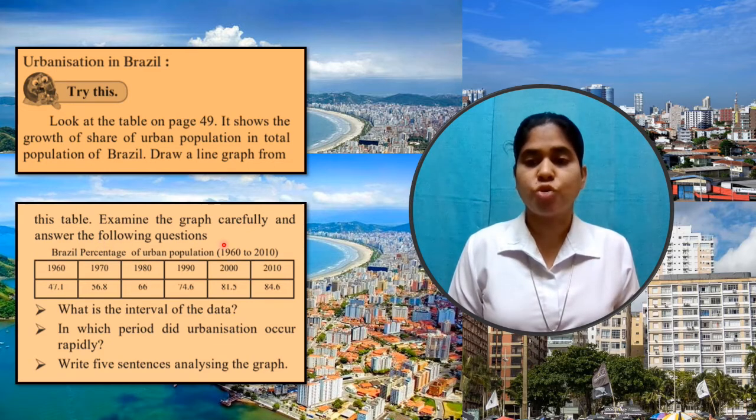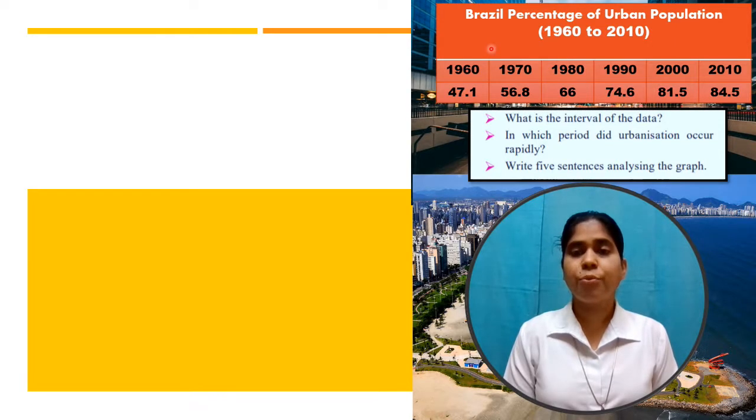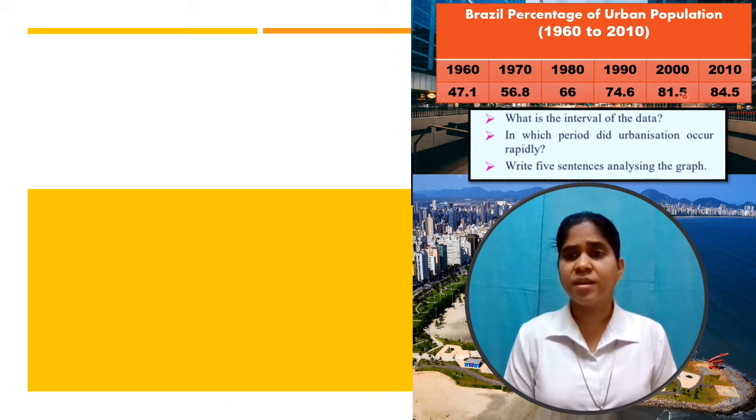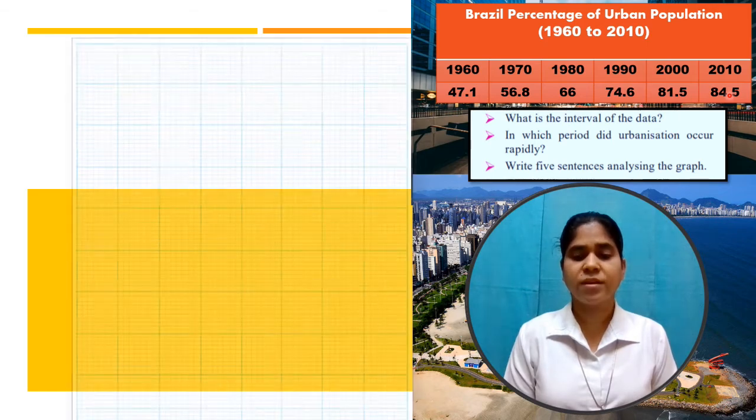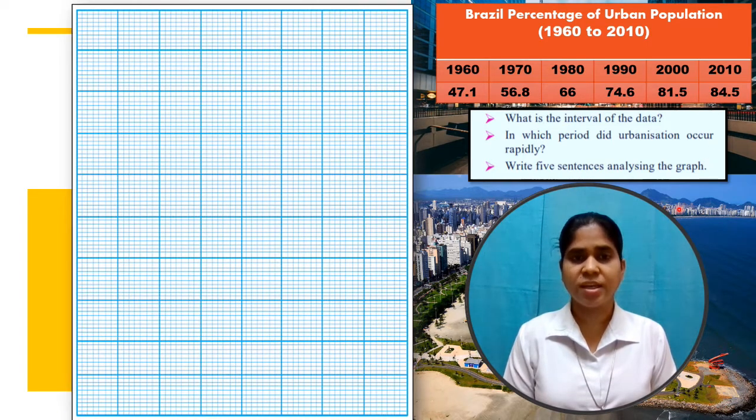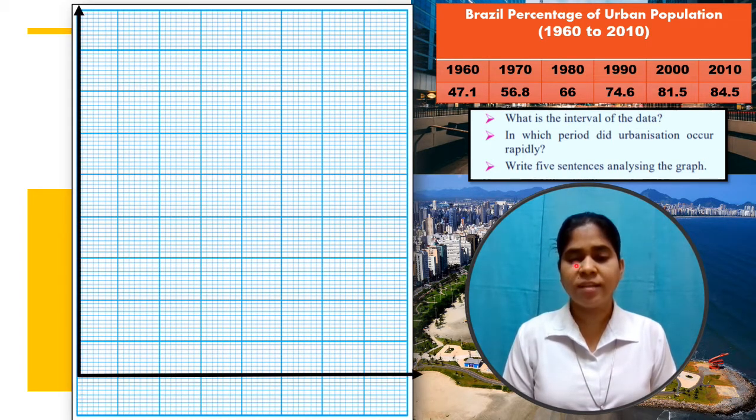We shall now draw the graph. Brazil percentage of urban population. Years 1960 to 2010. These are the given years and this is the percentage. Let us now draw the line graph. Take a graph sheet. Draw the two lines, one representing the x-axis, the other the y-axis.